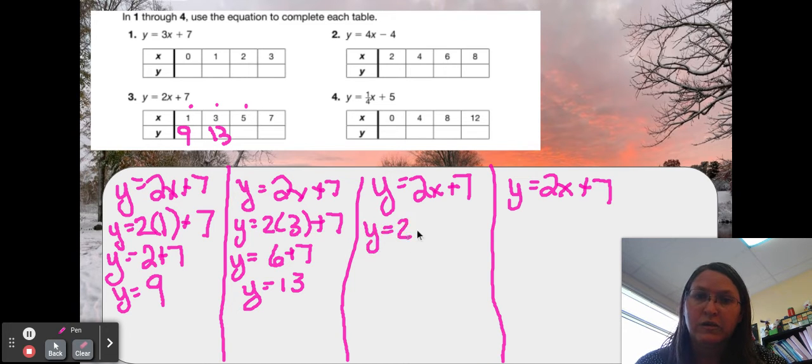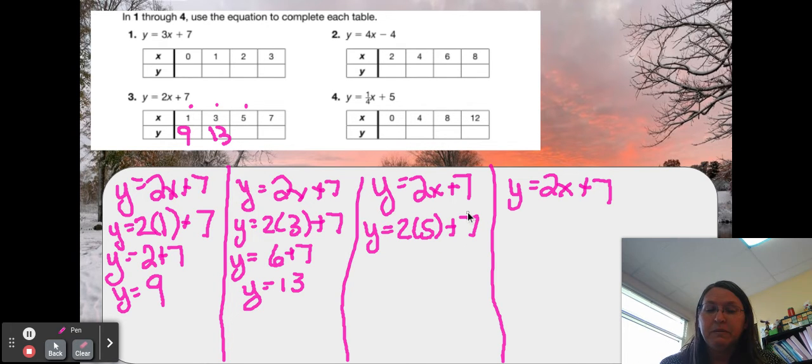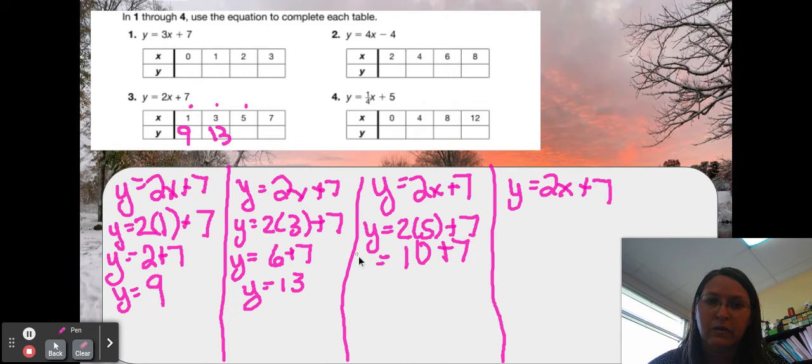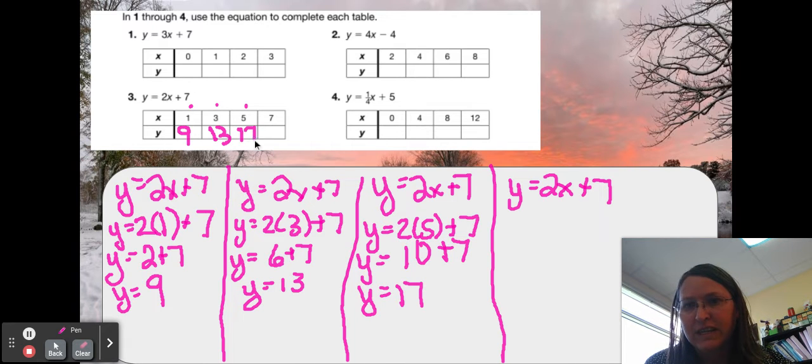Y equals 2 times 5 plus 7. 2 times 5 is 10, plus 7 would give me 17. Good job. And so let me put my 17 in my table.